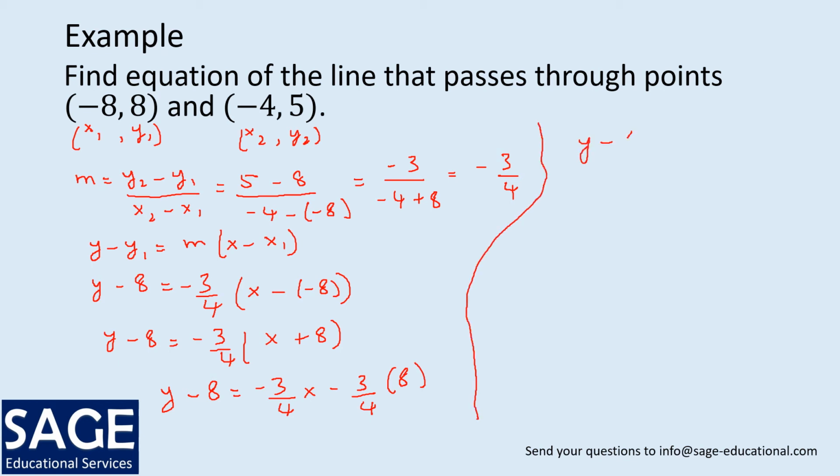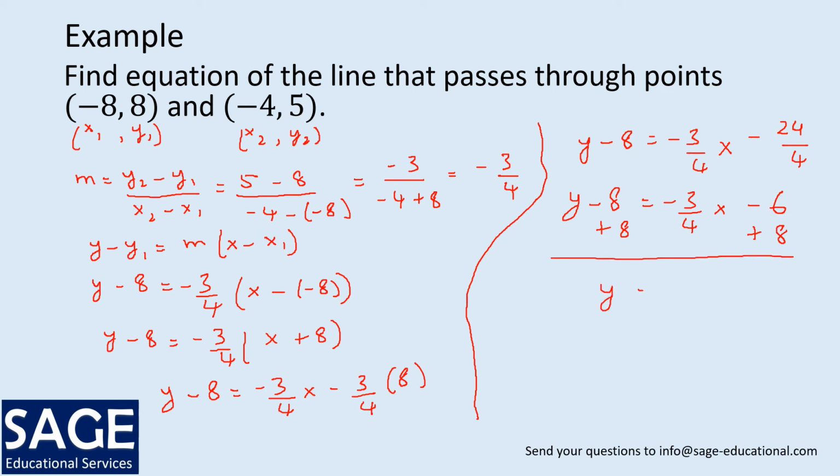So I have y minus 8 equals negative 3 over 4x minus 24 over 4, which simplifies to 6. So y minus 8 equals negative 3 over 4x minus 6, and then I can add an 8 to both sides. And that gives me the equation of my line as y is equal to negative 3 over 4x plus 2. So that's the equation of the line that goes through the points negative 8, 8 and negative 4, 5.